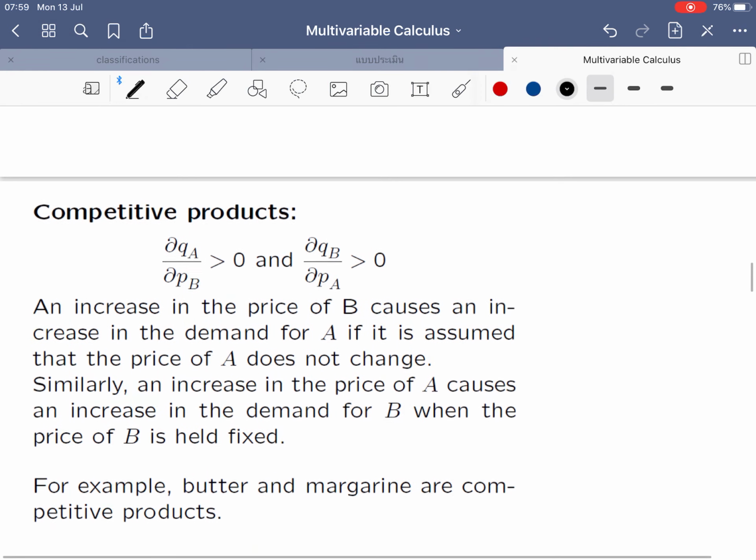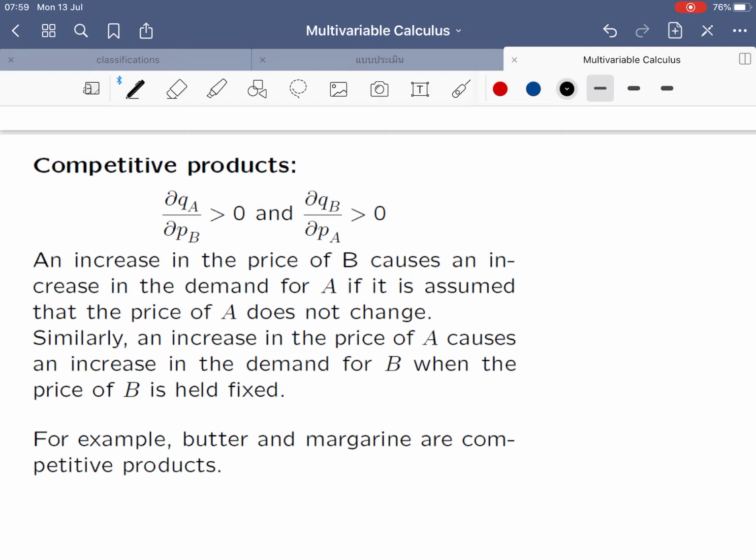So if this one happens, what does this mean? If this situation happens, it means that if your price B is going up, if the price of the second product is going up, the demand for the first product is also increasing, right? So what does this mean? If the price B is going up, of course people don't buy B, right? But they buy A more. Okay, they buy A more. And it has to be in both directions.